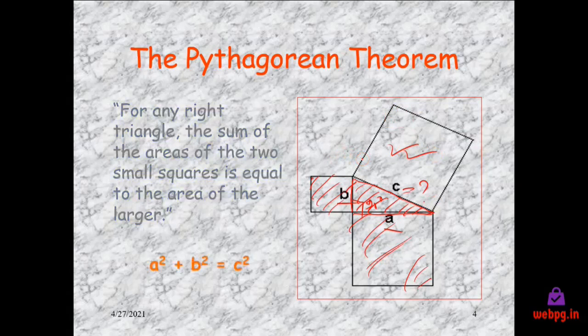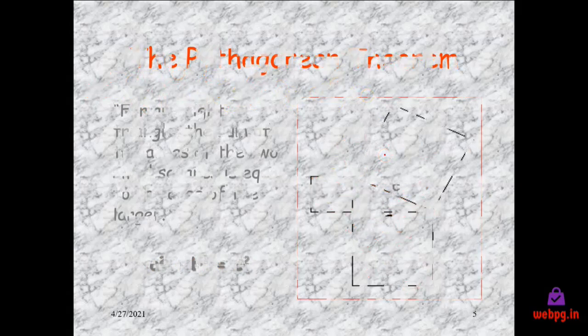Now here we can develop this formula: a square equals to, I'm sorry, a square plus b square equals c square. So this is the formula we actually developed.